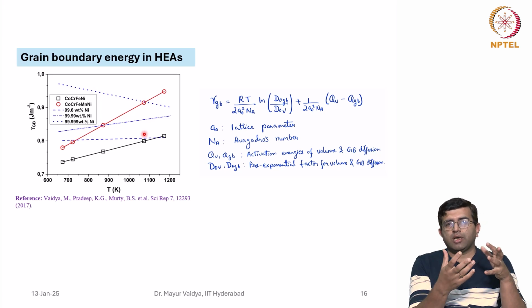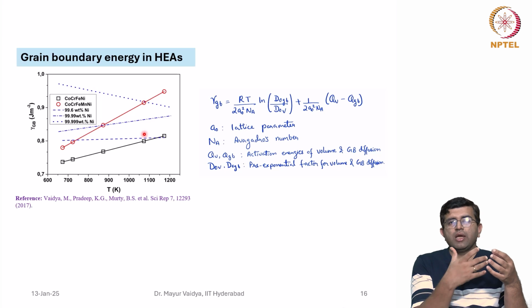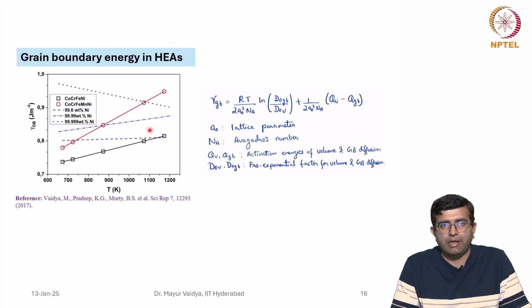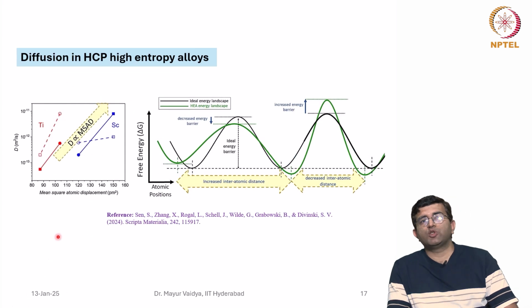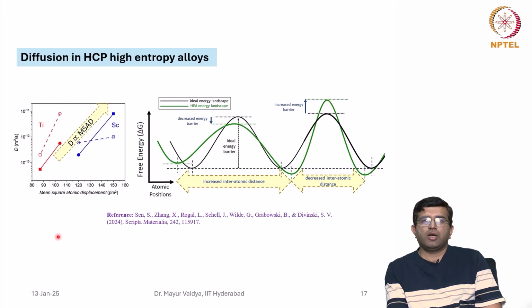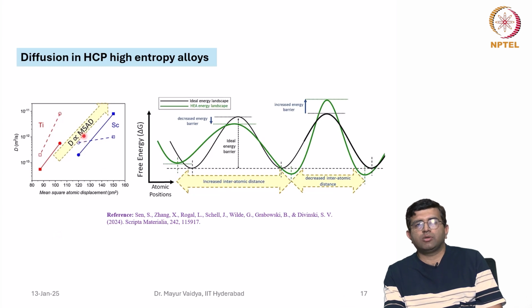So please have a search in Science Direct or in Scopus, and you can read papers and you may find it interesting to read. Then people have also tried to measure the diffusion in HCP high entropy alloys, where for example the concept of mean square atomic displacement has come into the picture, where the titanium diffusion and scandium diffusion was measured.